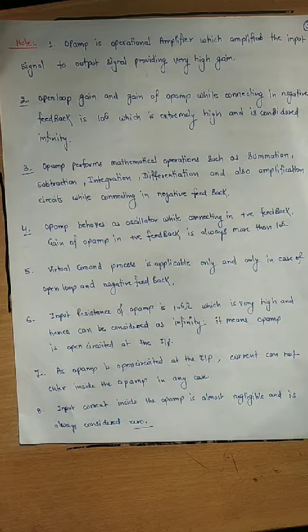Second thing was that input resistance of op-amp is very high. It means no current can enter inside the op-amp. So there are 2 points: virtual ground process and current cannot enter inside the op-amp. Now any circuit can be solved very easily if you remember these 2 points. So let us move on to the circuits.